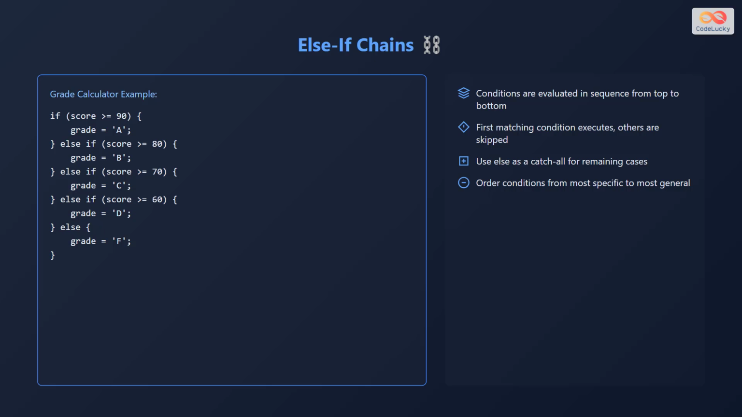The conditions are evaluated from top to bottom. The first matching condition gets executed, and the rest are skipped. The else statement acts as a catch-all for remaining cases. It is good to order the conditions from most specific to most general.